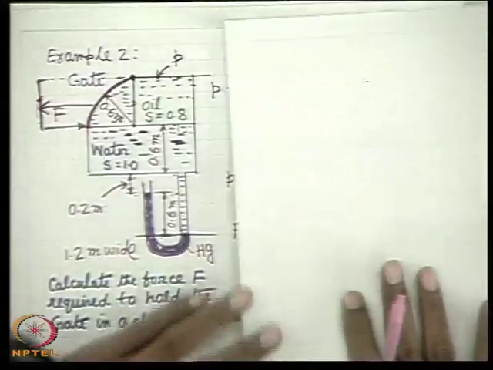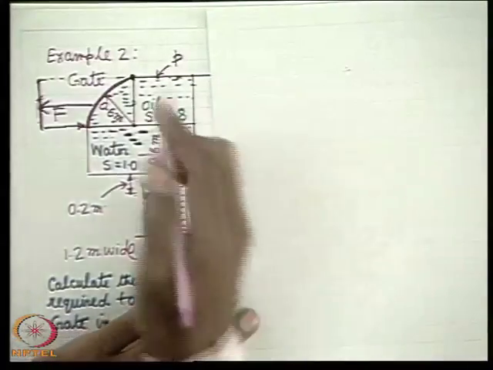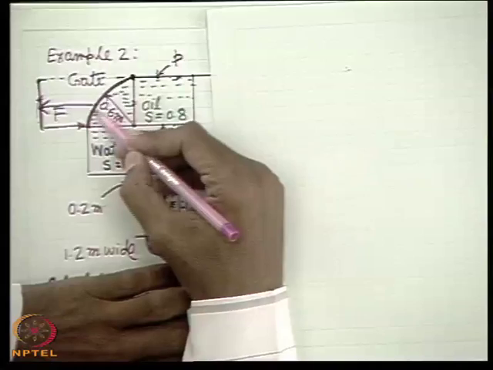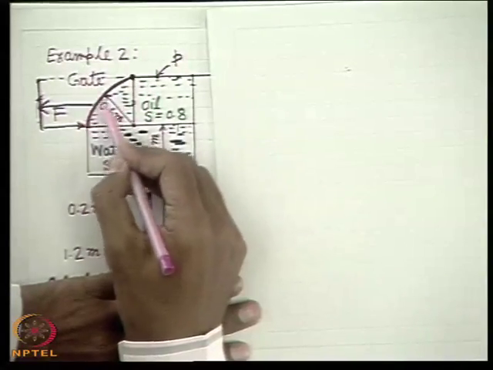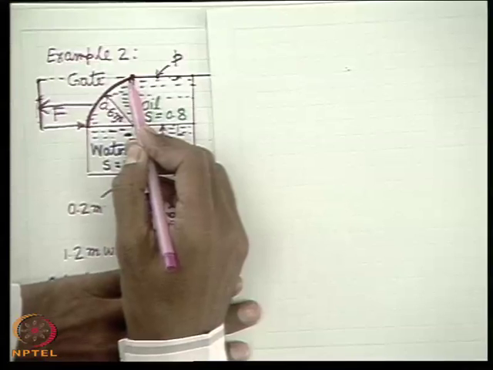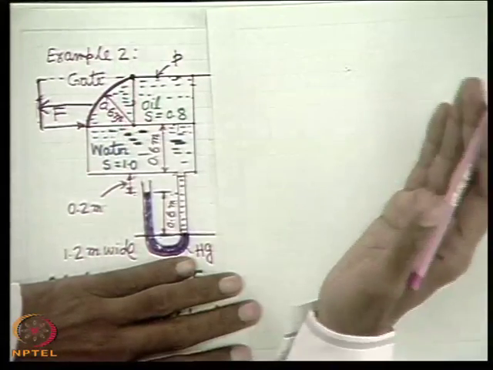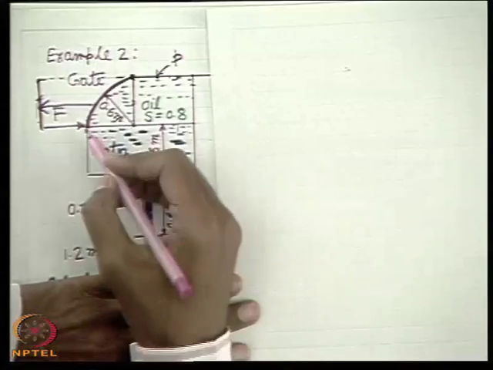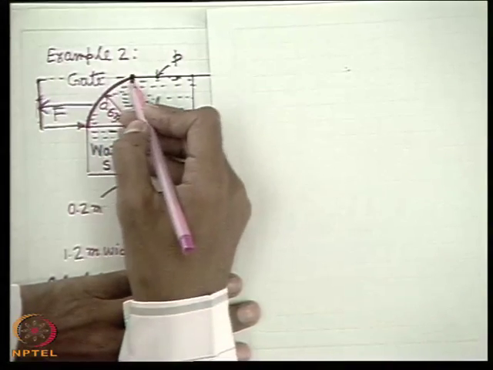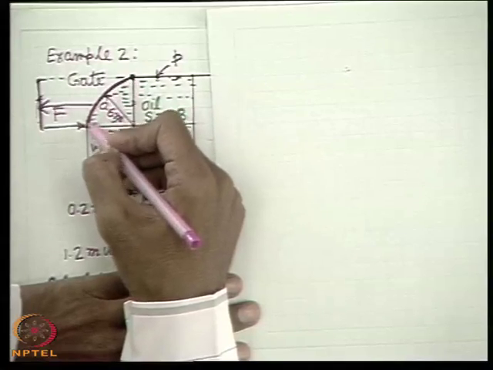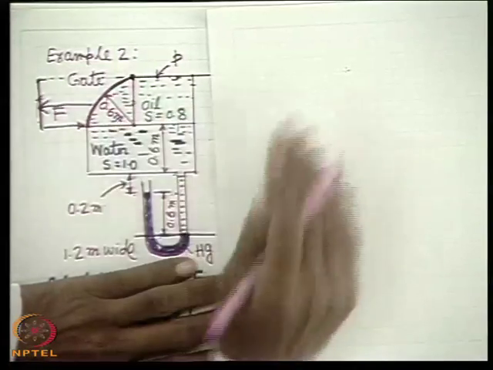Okay. Now what is the vertical component of force? The vertical component of force acting on this surface is found from the weight of the liquid above the curved surface. We derived that in earlier classes. Those who attended the earlier class know that; if you have not attended, please see the earlier lecture. The vertical component is equal in magnitude to the weight of the liquid above this surface up to the free surface.